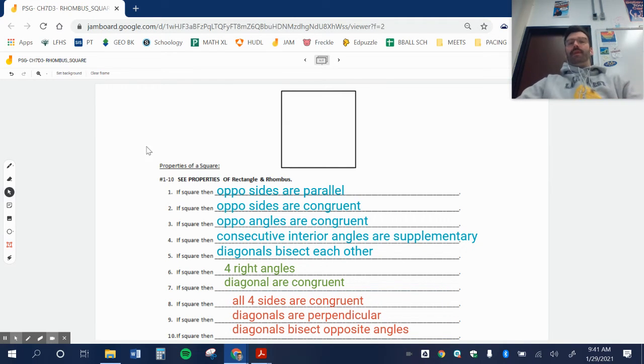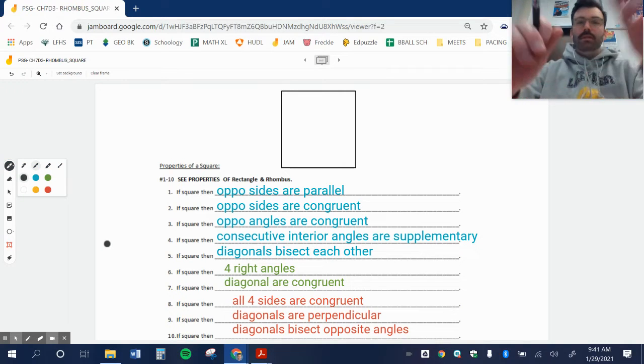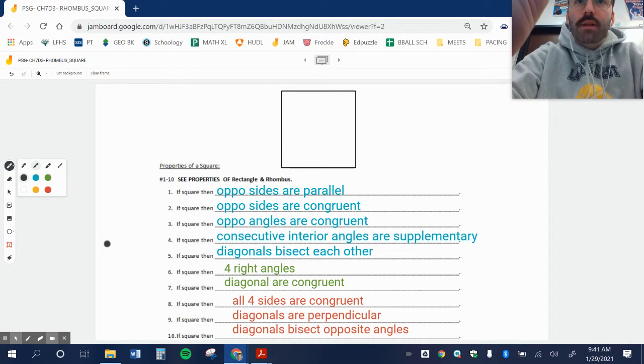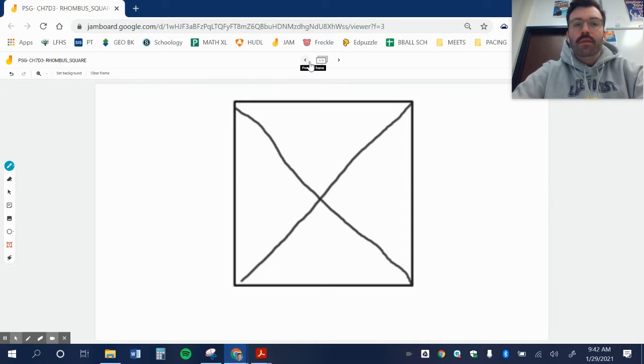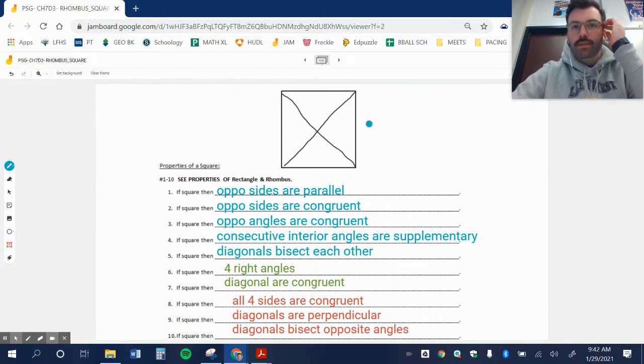Okay, so now I have to mark all of these properties. First thing I'm going to do is draw in my diagonals as best I can. Okay, boom, there's my diagonal. I'm going to pause this and do this on the next slide. All right, so back to it. I'm going to do my best to mark this up so it doesn't become too cluttered.